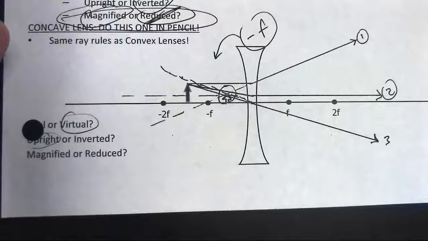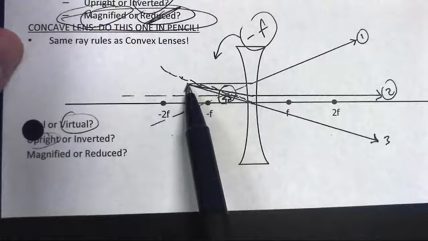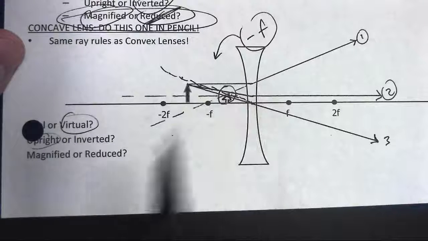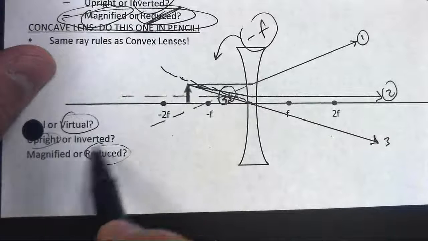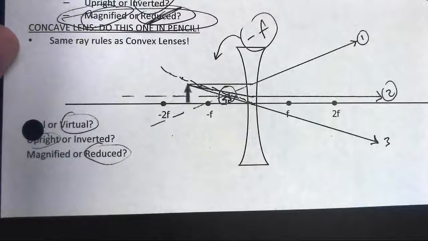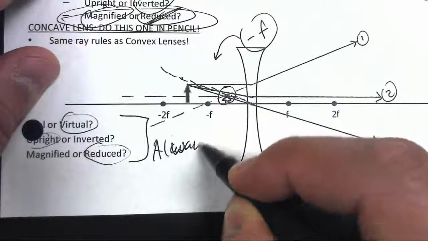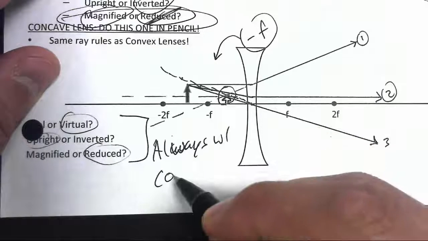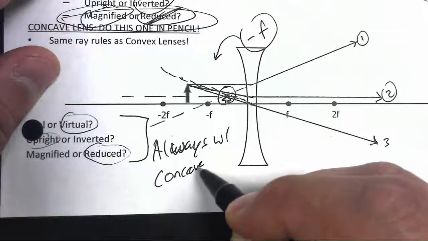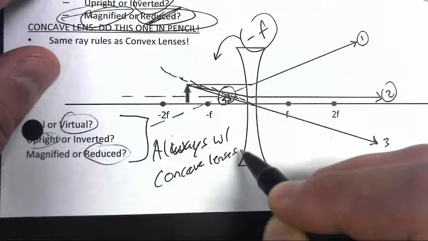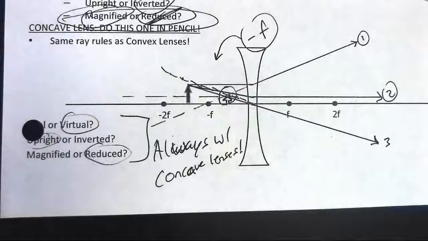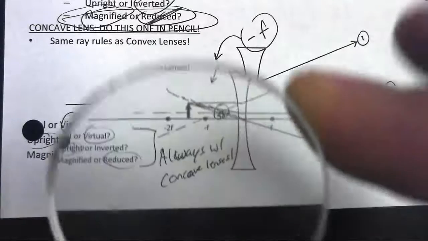All virtual images are upright, and we started the rays above the principal axis, and they intersect above the principal axis. And this one is reduced. These three you will always get with concave lenses. Always. It's impossible for a concave lens to form a real image. Therefore, it always has to be virtual, upright, and it always is reduced. It's never going to be the same size. It's never going to be magnified.